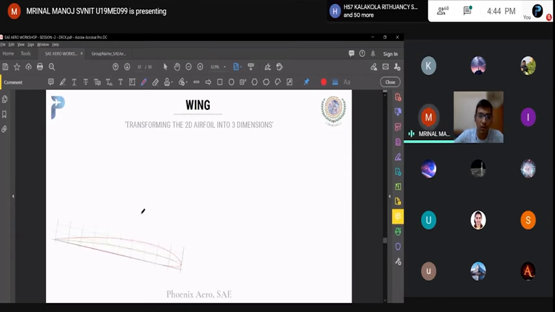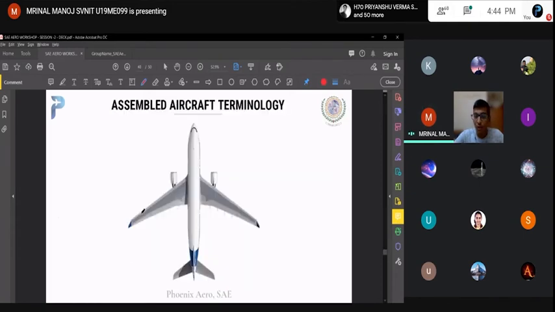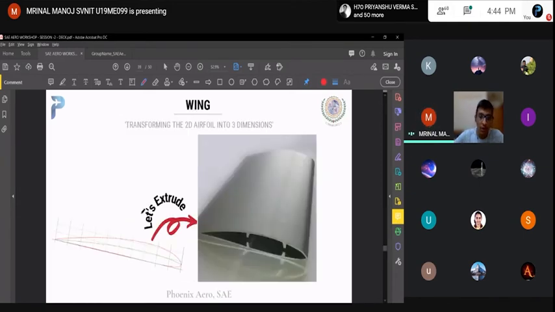A wing, now we know this is an airfoil. Now the airfoil is basically a 2D structure. Now what happens if you just pull the airfoil off, or so you're basically going to get a wing. The wing is basically what you get when you pull the two sides of an airfoil.